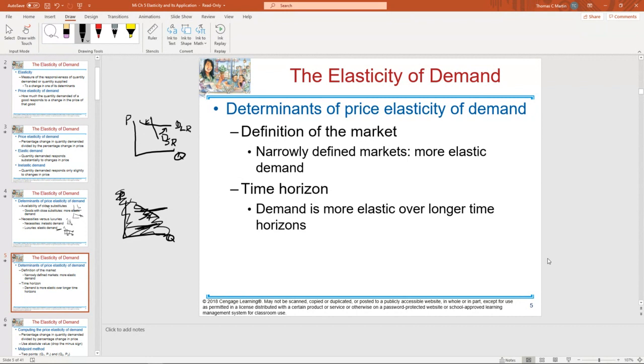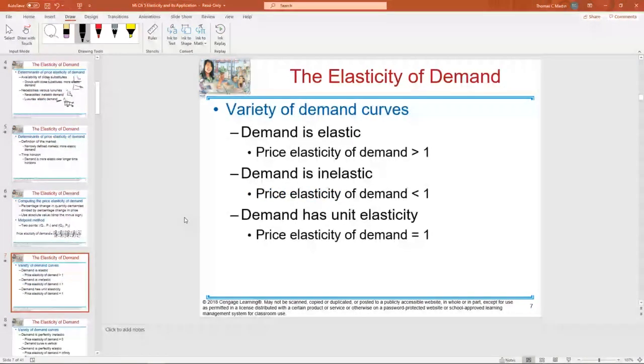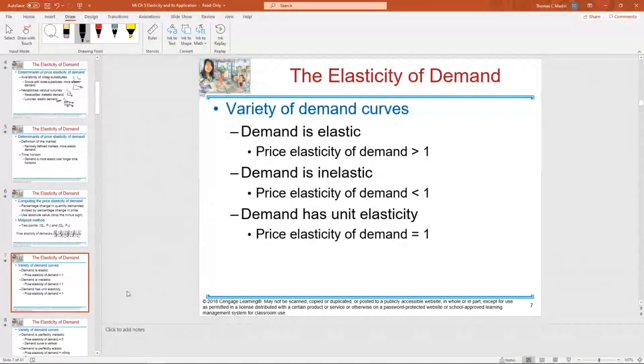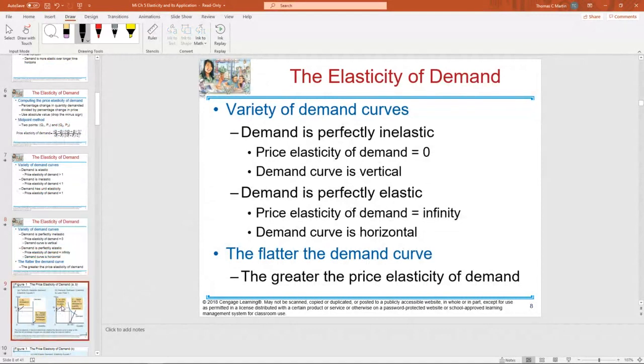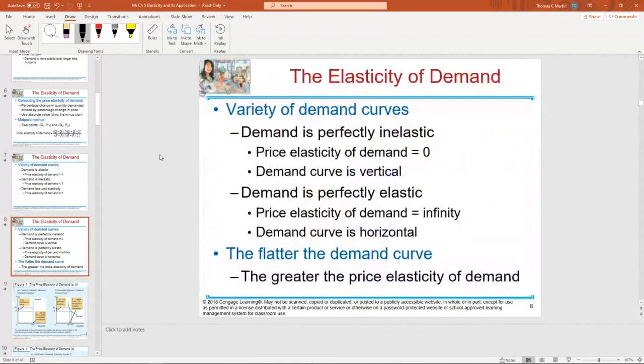Any questions, comments about these? Here's the midpoint formula I showed you. They're going to show you how to compute it. So, this is just basically repeating what I was telling you. But I did go into a little greater detail on the calculation of elasticity.